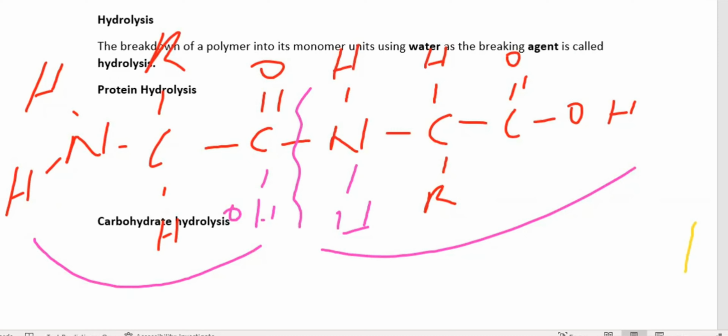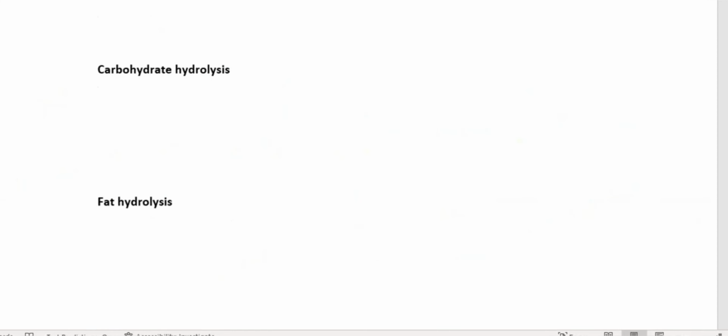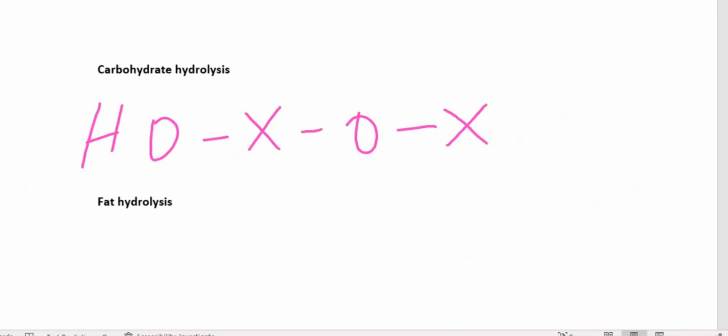All right, so next one is the carbohydrate hydrolysis. Pretty much the same idea. It's the same idea that we're running with. You have your carbohydrate, which we're going to draw as HO-X-O-X-O-H.